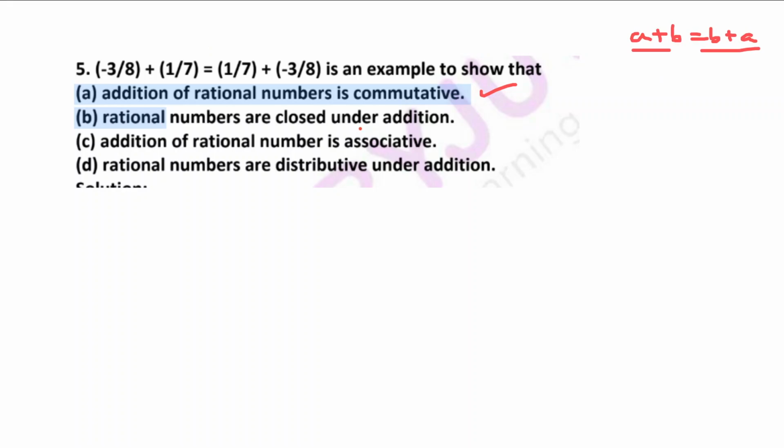Rational numbers are closed under addition is not an example here, because this is not an example to show closure under addition. So this is not the right option. Addition of rational numbers is not associative. Here we are not talking about the associative case. Let us not confuse this. This is the right option anyway. Distributivity also we are not talking about. So option A is the right option.